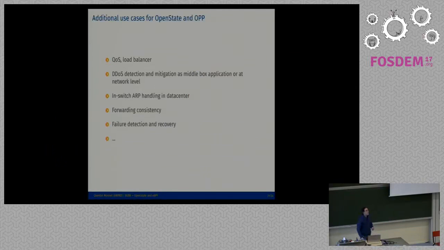So this is just a list of some additional use cases for OpenState and Rpp. For the project, we use it to do quality of service, to do failure detection and recovery, and also there's an application I appreciate quite a lot, which is denial of service detection and mitigation. So I won't describe it here. For the details, I have some blog articles if you want to read them on some of these use cases.